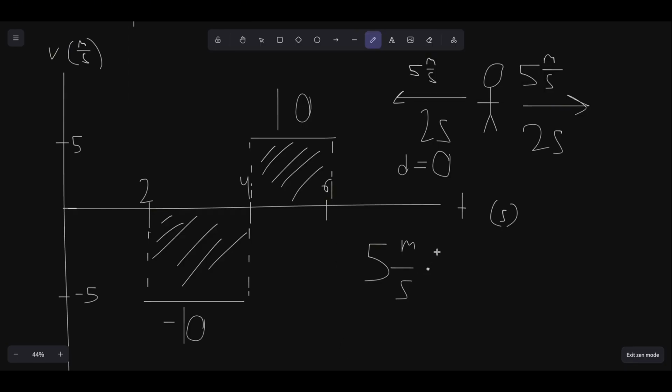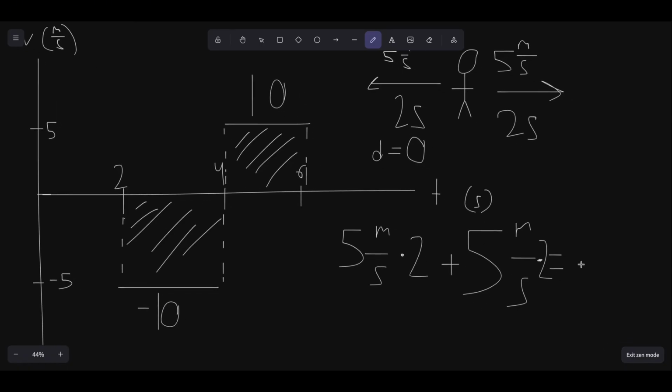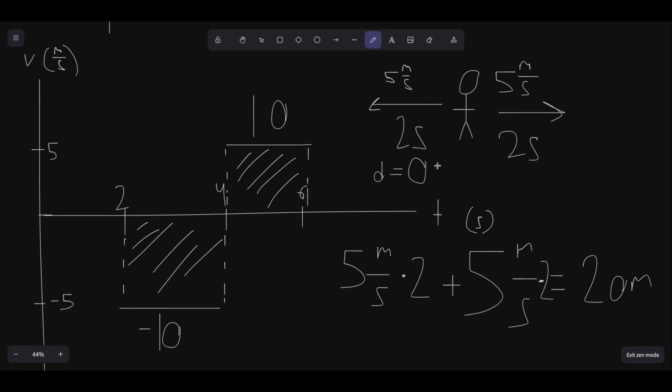And so ultimately, you travel 5 meters per second for 2 seconds, and then you travel 5 meters per second for 2 seconds. And so the total area, your total distance that you traveled, is going to be 20 meters, right? You've traveled 20 meters from this entire journey.